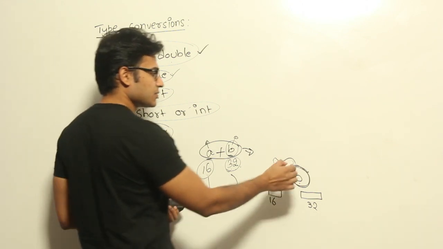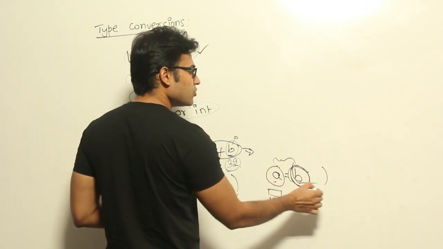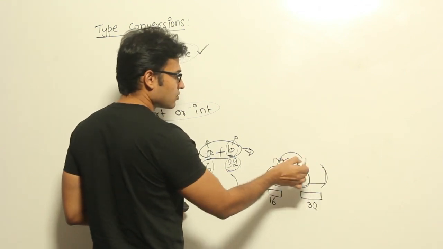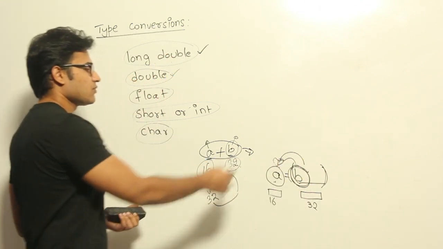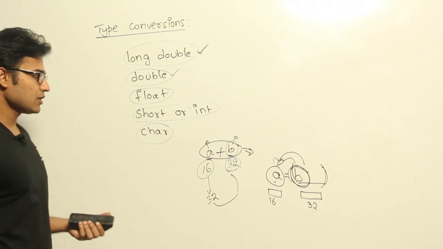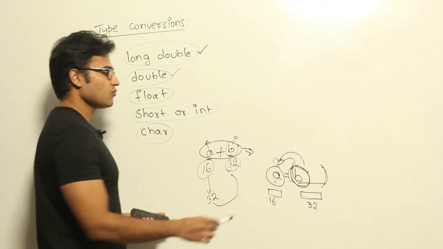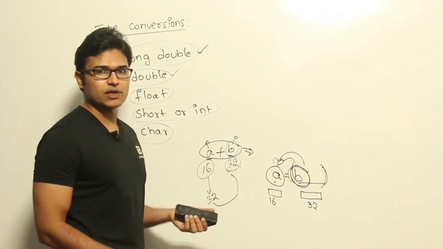In case it is an expression, whatever type you get as a result of this expression, you are going to convert into this type and save it here. Because of this, there might sometimes be a loss in information. Yes, there will definitely be, so you have to be careful while using such statements.